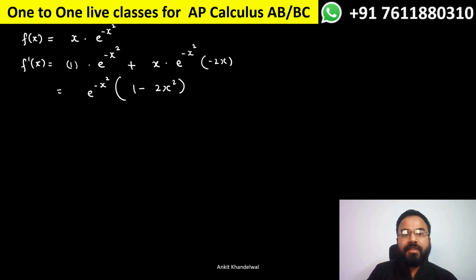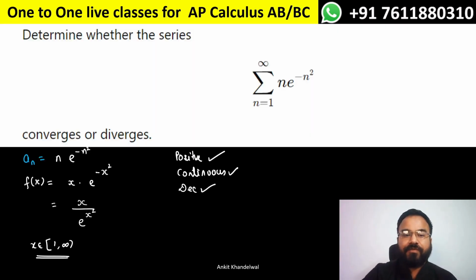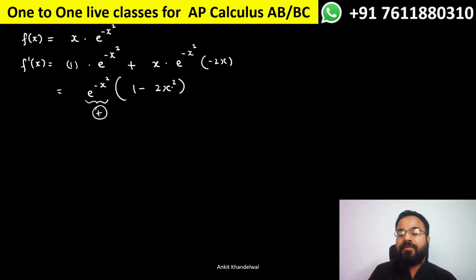Now for f dash x, this part e to the power of minus x square we know is always positive. In 1 minus 2x square, what are the values of x we are having? x is from 1 to infinity. If you put x equal to 1, this will become 1 minus 2, negative. If you put x as 2, this will become 1 minus 8, that is also negative. So this part will increase, and 1 minus a number greater than 1 will always be negative. So positive multiplied by negative is negative.